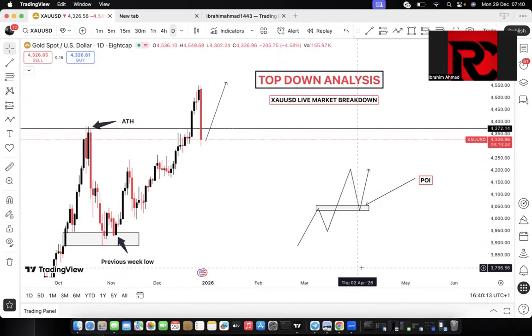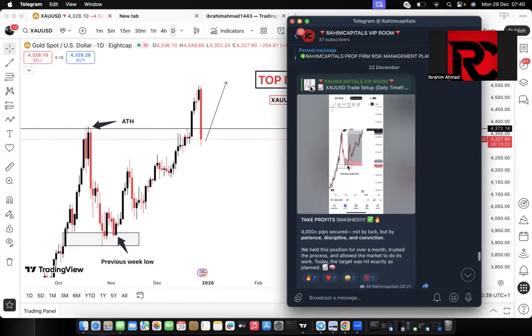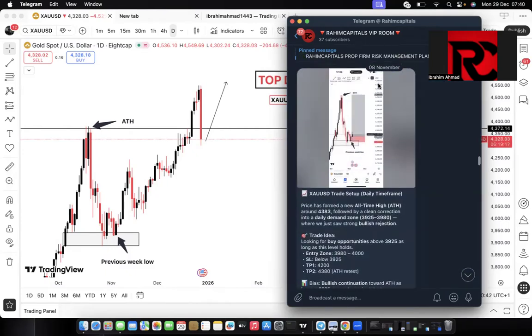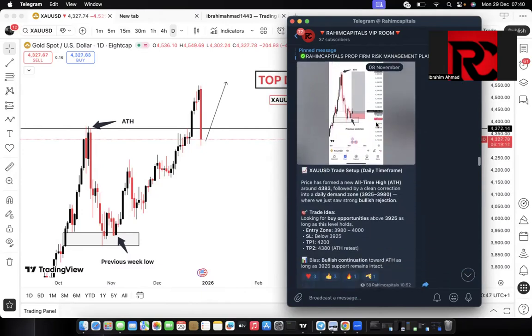The trade was sent to my VIP community right here. This was when we smashed the take profit, securing over 4,000 pips, and everyone caught the trade. All our members made money from this. This was on the 22nd of December. The trade was called out on the 8th of November, and this was when we started finding small lower time frame entries.